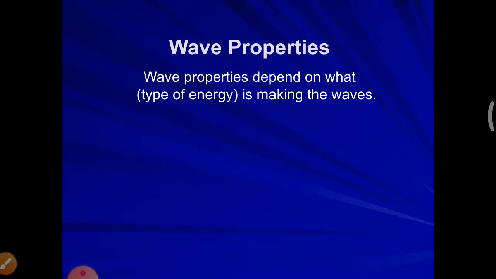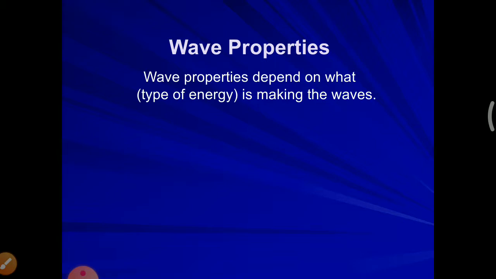Wave properties. Dear students, I hope you understood what is meant by transverse wave and longitudinal wave. Depending upon the movement of the particles present in the medium, we can divide waves into two types: one is a transverse wave and another one is a longitudinal wave. When the particles in the medium move in an up and down direction, it creates a transverse wave. When the particles in the medium move back and forth, it creates a longitudinal wave.